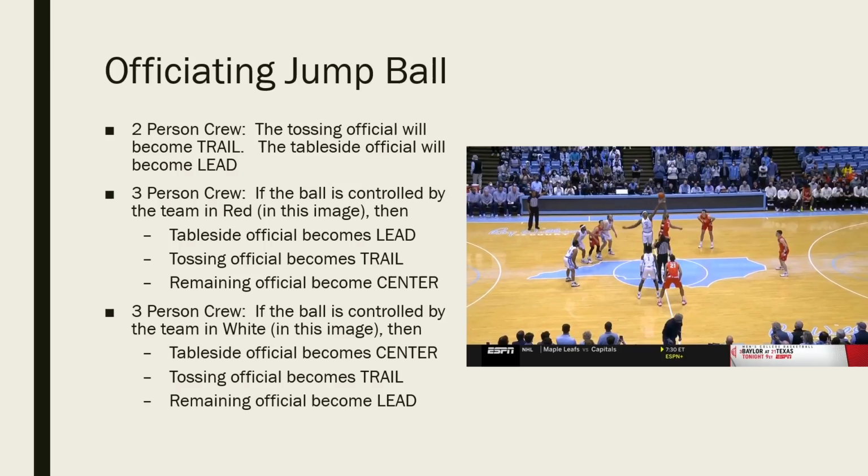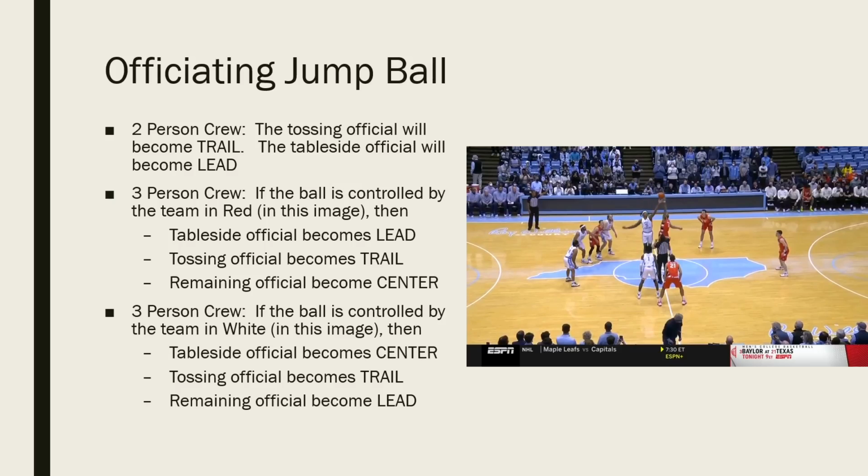Let's talk about the situation following the jump ball in which one of our teams fully possesses or controls the basketball after the jump ball has ended. In a two-person crew, the tossing official will become trail, and the tableside official will become lead. This will happen in a two-person crew regardless of which team possesses the basketball following the jump ball.